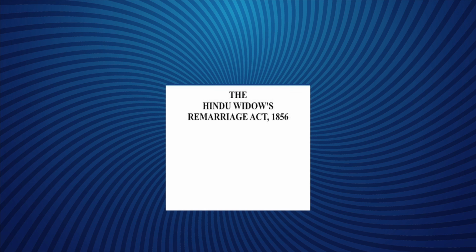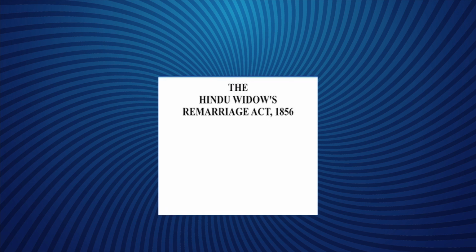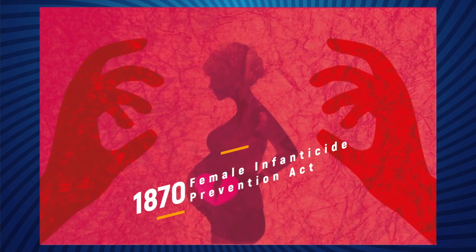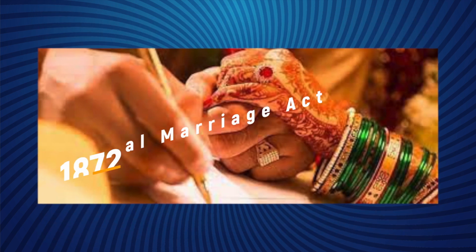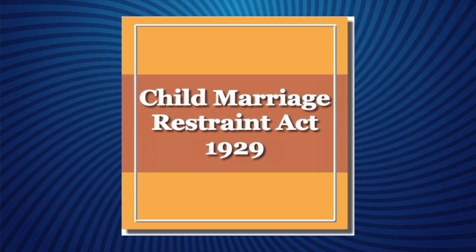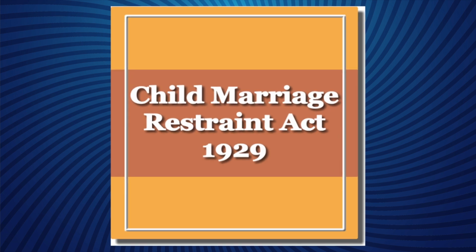In pre-independent India, social legislations such as the Hindu Widow Remarriage Act of 1856, the Female Infanticide Prevention Act of 1870, the Special Marriage Act of 1872, the Child Marriage Restraint Act of 1929, etc., could attain success and pave the way for changes in society because they were in tune with the trends and tides of the time.